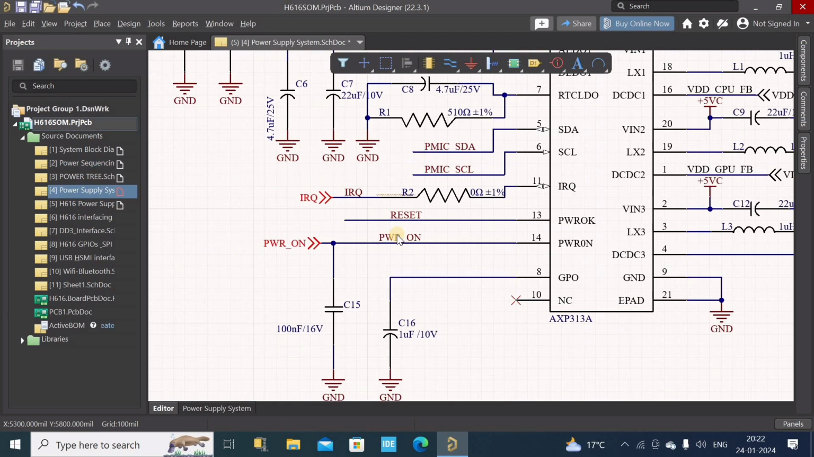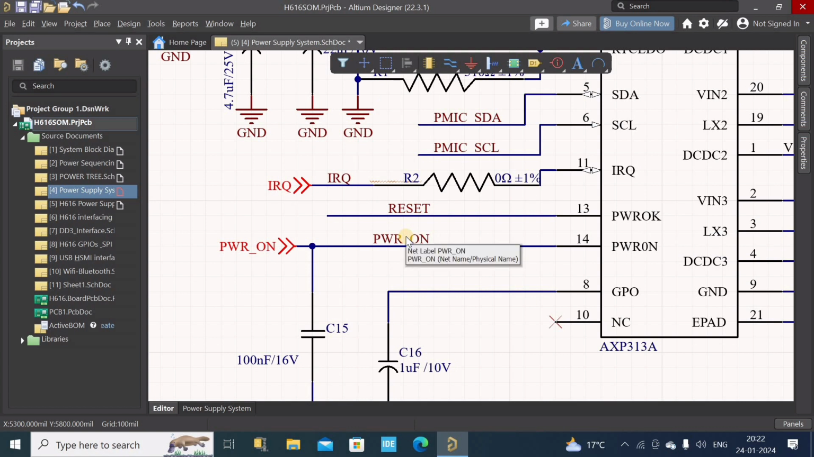Okay. And then we have power on. Normally it is connected with 100 nanofarad as per the datasheet recommendation. We can also connect an external switch, but our system is a SoM board, so we are not going to connect any external buttons to provide power on through a button. And in the carrier board, we can utilize it.